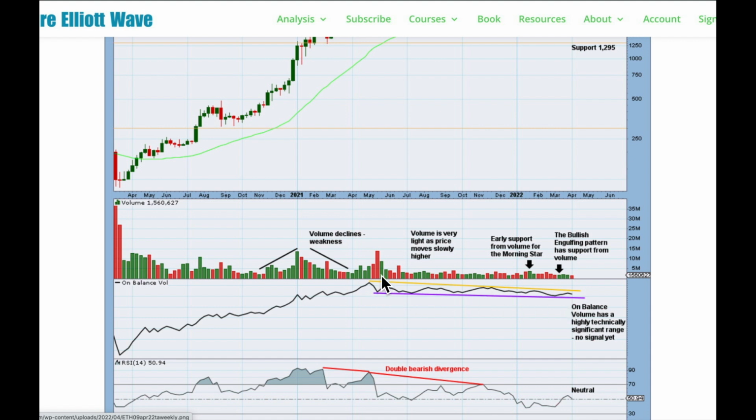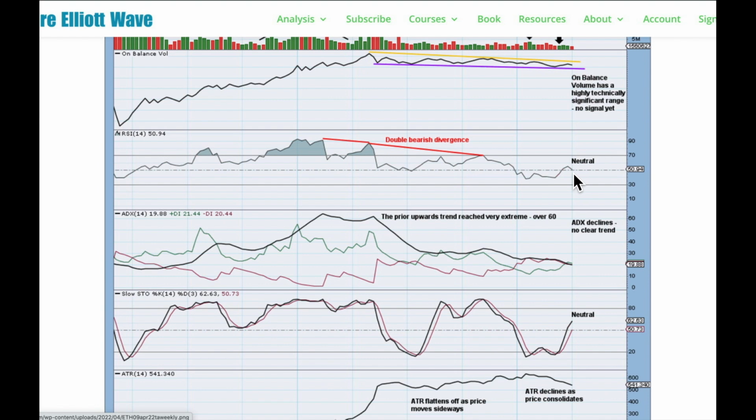The support and resistance line, these are highly technically significant. If we see a clear break above resistance, that would be a strong bullish signal. Likewise, a clear break below support would be a strong bearish signal. Watch this one carefully in coming weeks from on balance volume. RSI in neutral territory, ADX telling us there's no clear trend, plenty of room for a bull market to develop again or for the bear market to continue.